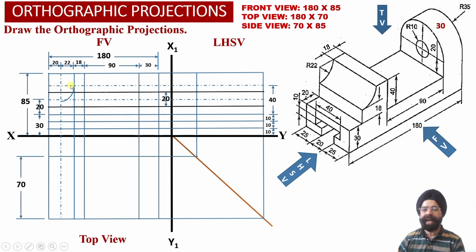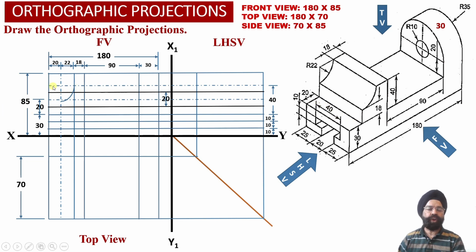Now why have we marked this as a center line? Because from this point we are going to draw a circular arc having a radius equal to 22 millimeter. So this point is going to lie 40 millimeter above the top surface of the horizontal web, or the element number 1 over here.